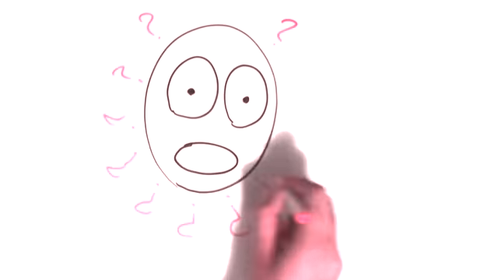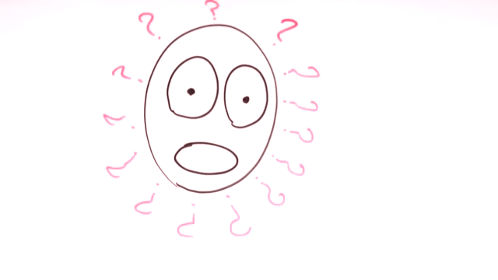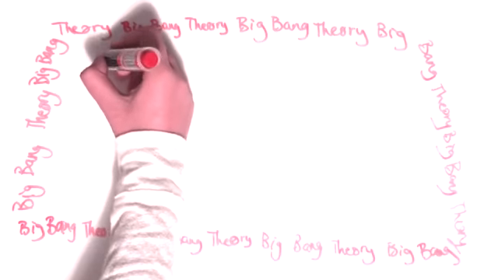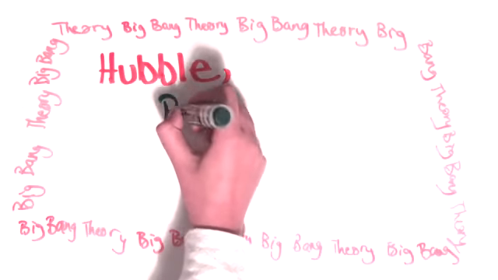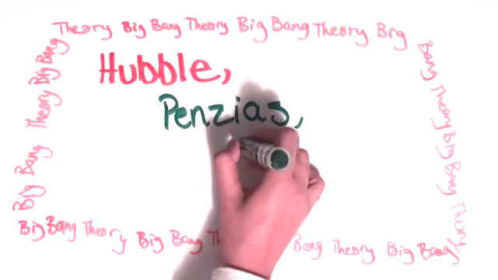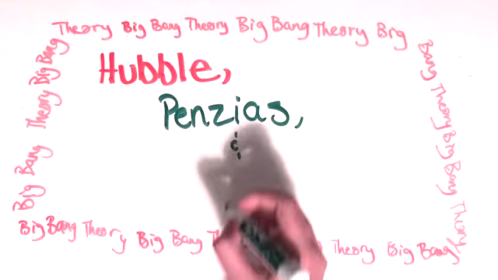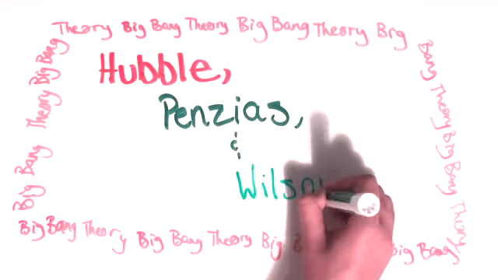How did scientists come up with this? Find evidence for this? Well, there are two main pieces of evidence that support the Big Bang Theory. Edwin Hubble's discovery that the universe is expanding, and the discovery of cosmic microwave background radiation by Arno Penzias and Robert Wilson.